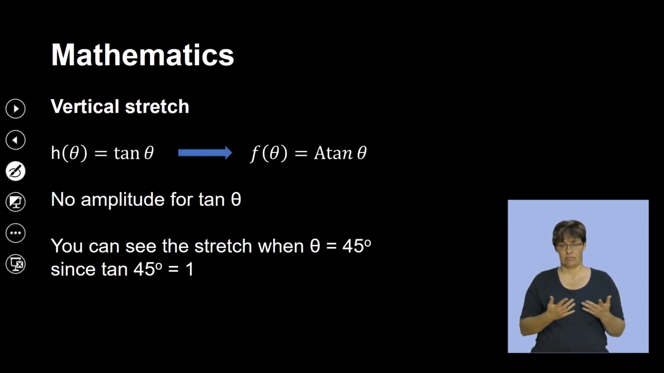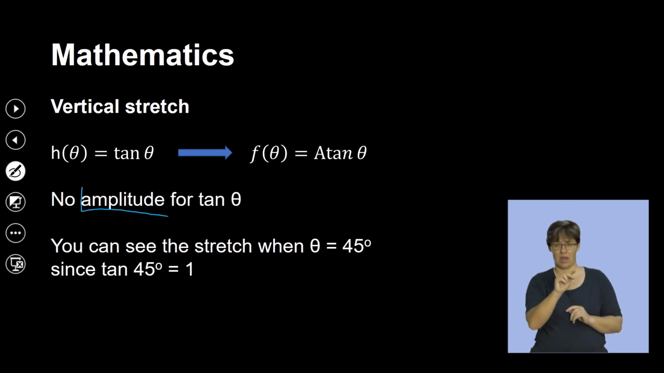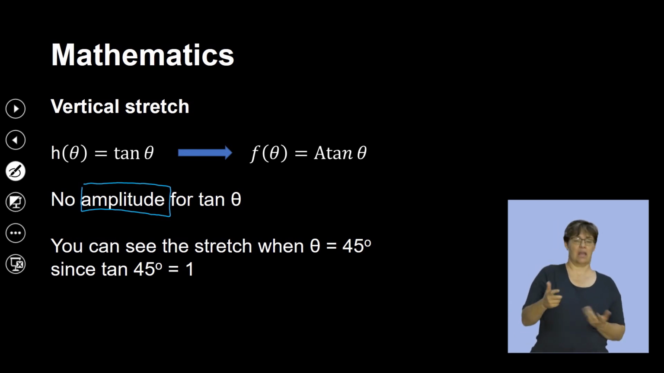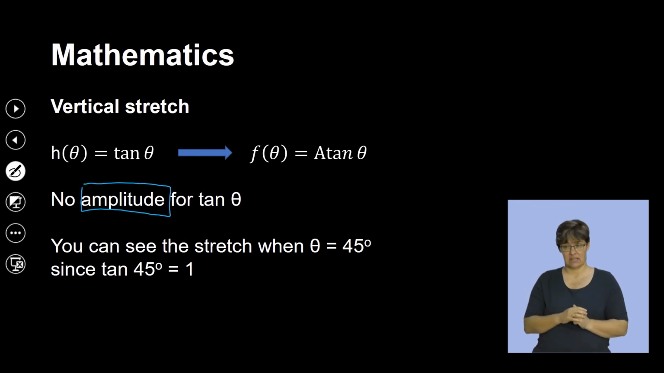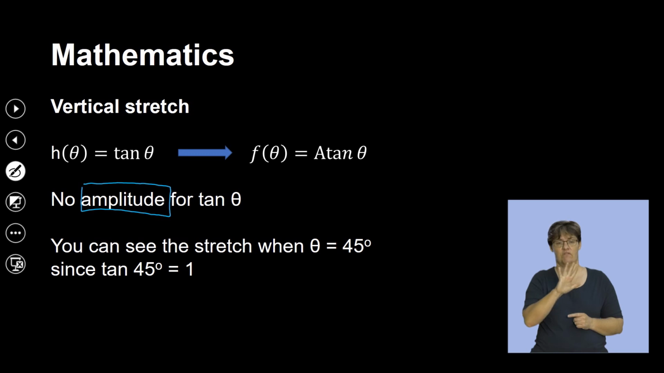Now, with the vertical stretch, which is actually for the tan graph, you need to remember there is no amplitude. I'm not going to be saying A is the amplitude. It's only the amplitude for the sine and the cos graph, right? So you can see that the stretch where theta is 45 degrees, tan of 45 degrees is equal to 1, because that's how you normally draw this graph.